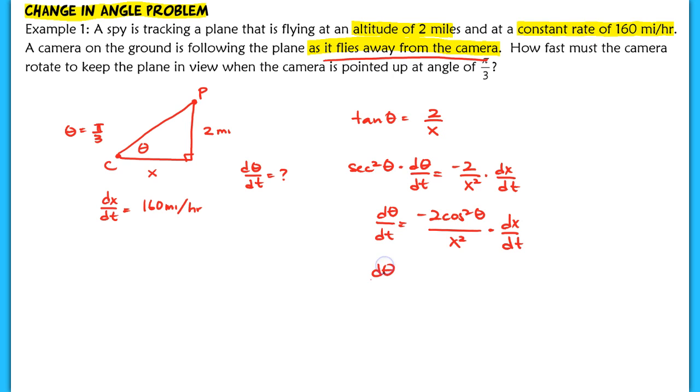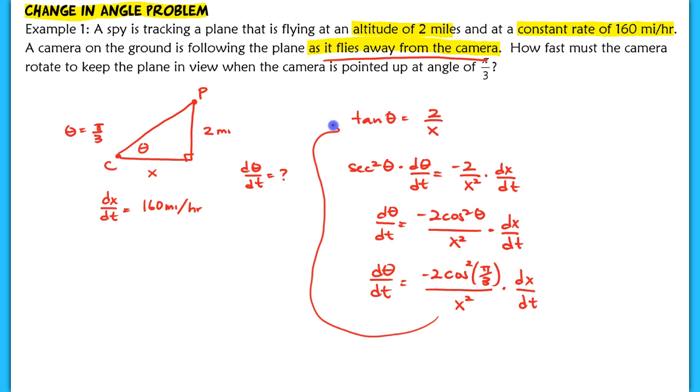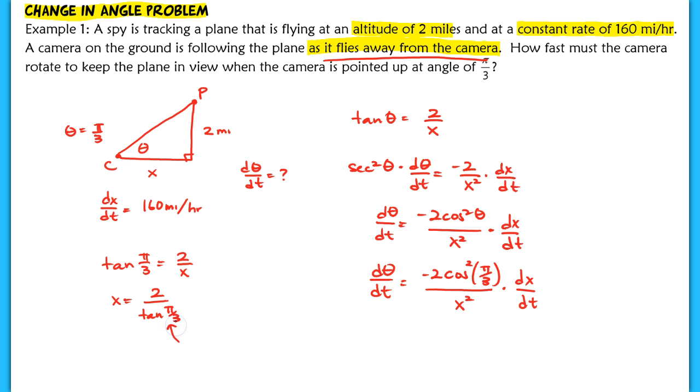So dθ/dt will be found if we take negative 2 times the cosine of pi/3 and square that value, and then divide that by x squared. Now x is something we're still missing, so let's go ahead and try to find x. We're going to have to come back to this equation in order to find x when theta is pi/3. So we're solving tangent of pi/3 is equal to 2/x. In other words, x is equal to 2 over the tangent of pi/3. Now the tangent of pi/3 is just √3, so we have x equals 2/√3. By plugging that value in here, let's go ahead and make that substitution.